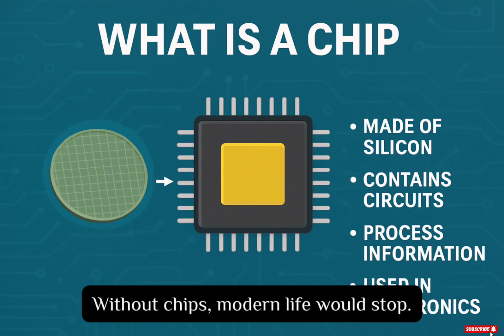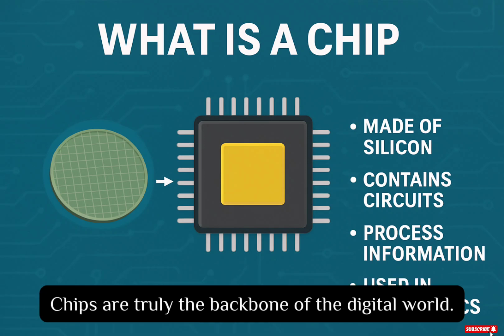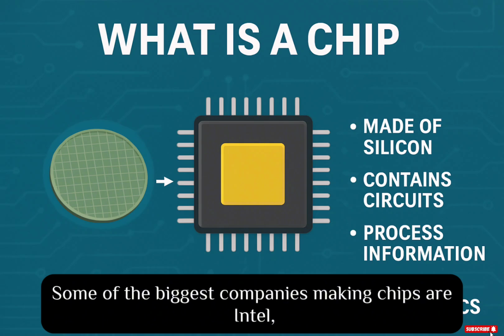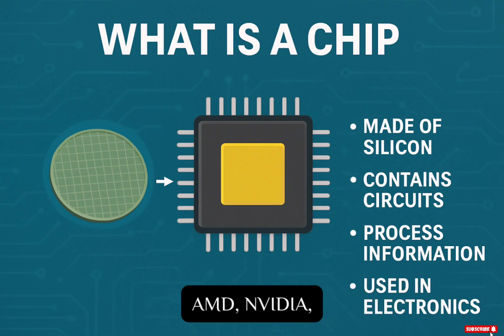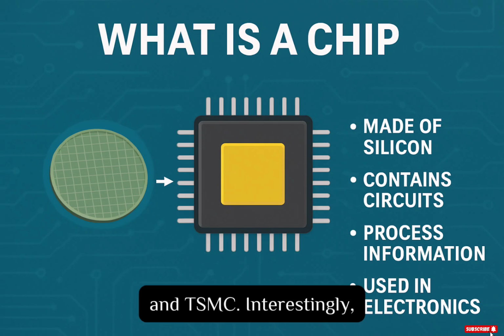Without chips, modern life would stop. No internet, no smartphones, no medical equipment, no satellites. Chips are truly the backbone of the digital world. Some of the biggest companies making chips are Intel, AMD, NVIDIA, Qualcomm, Apple, Samsung, and TSMC.